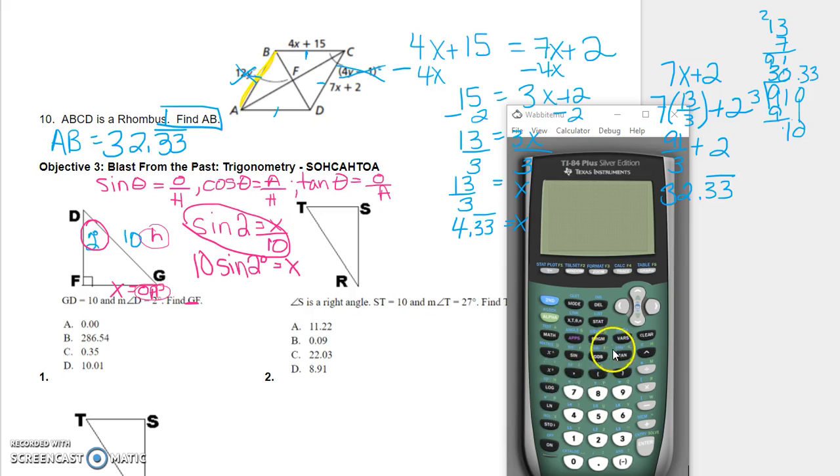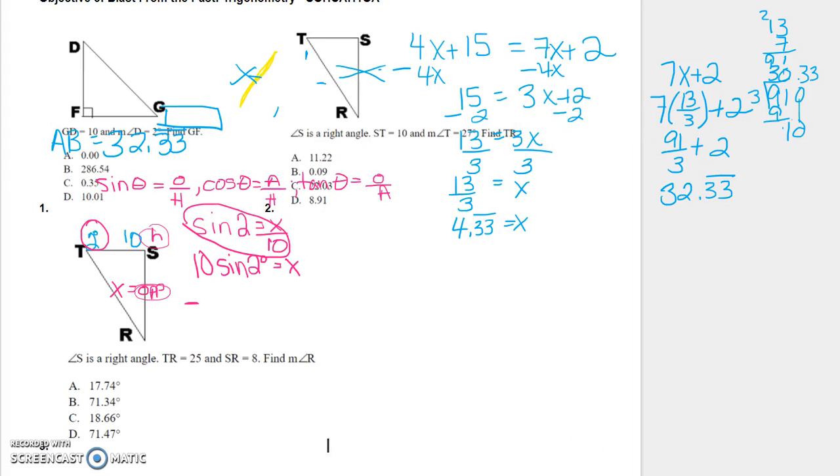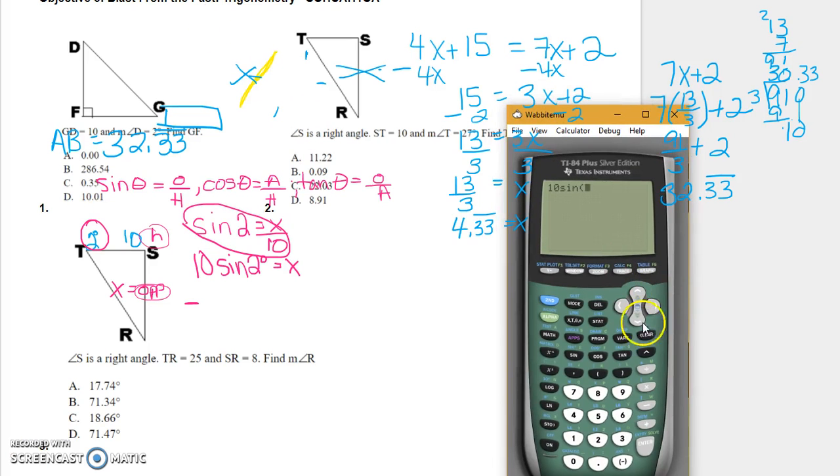Okay, so now that means I'm going to have to type in 10 sine. Woo, I lost my calculator. I think I hit the wrong button. There we go. 2 degrees. I'm going to end the parenthesis and I'm going to hit enter.